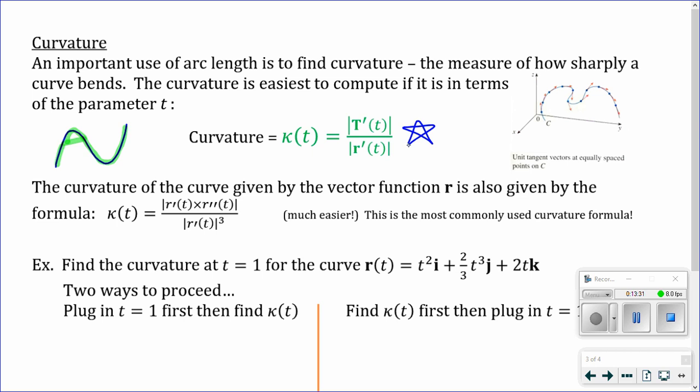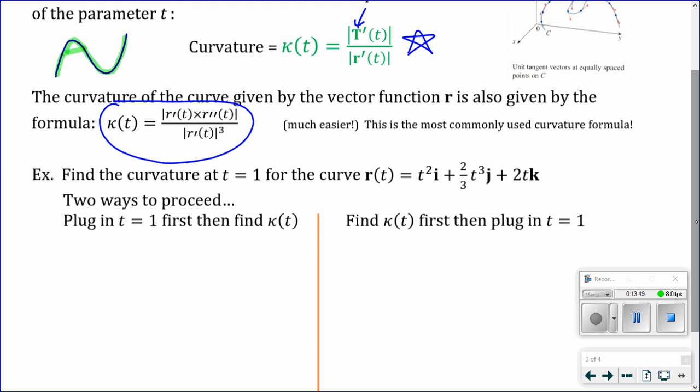And this up here, actually, it's not just a tangent vector. This is the unit tangent vector. So this would be a tedious process. You can also find the curvature this way. This is the one we're going to use. Because this just involves r of t, r prime of t, just a bunch of derivatives. We don't have to find the unit tangent vector and do the magnitude of it. That would be a nightmare.